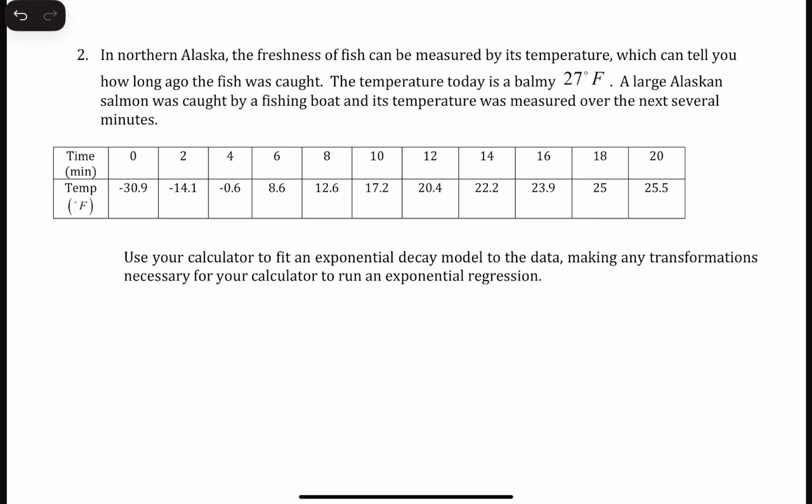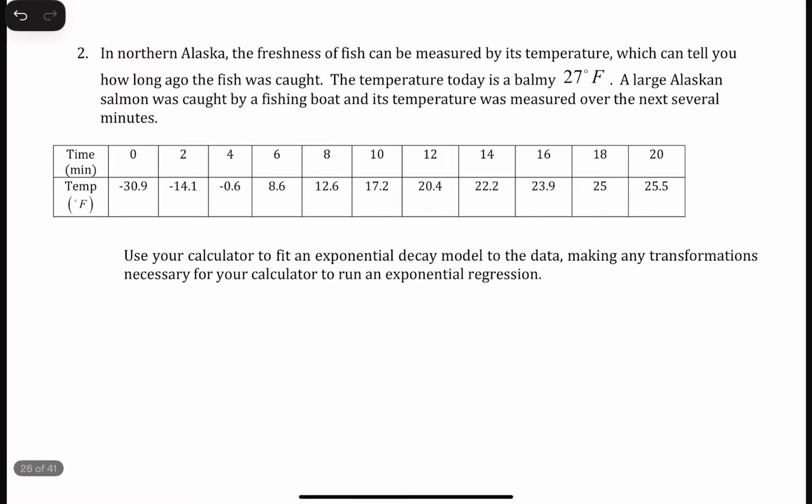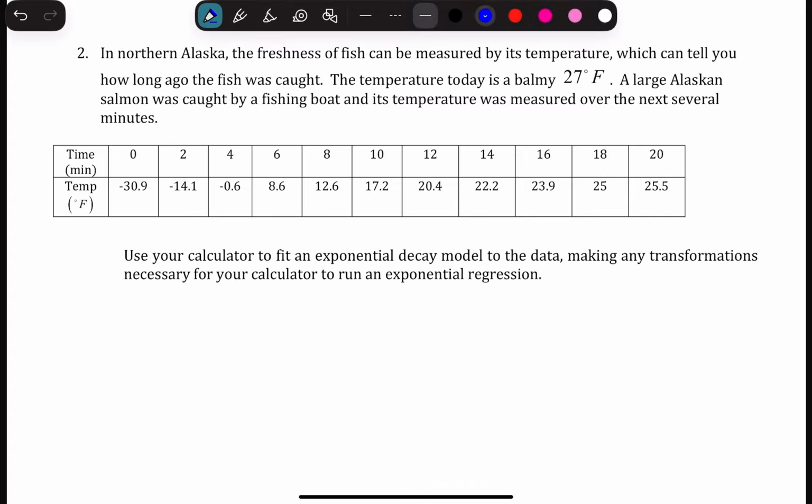In northern Alaska, the freshness of fish can be measured by its temperature, which can tell you how long ago the fish was caught. The temperature today is a balmy 27 degrees Fahrenheit. A large Alaskan salmon was caught by a fishing boat and its temperature was measured over the next several minutes. Use your calculator to find an exponential decay model to the data, making any transformations necessary for your calculator to run an exponential regression. So, now for this type of problem, we need to use Newton's law of cooling.